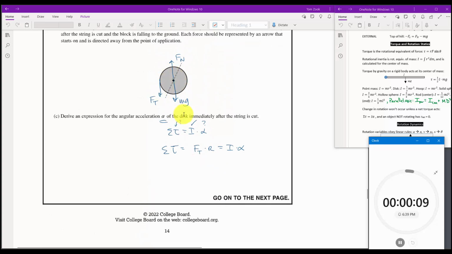Remembering if something's going to rotate and angularly accelerate, it's got to have a net torque on it. And in this case, we know the I already, and we've got a bunch of variables, so we should be able to do that. Oh, look, time ran out.